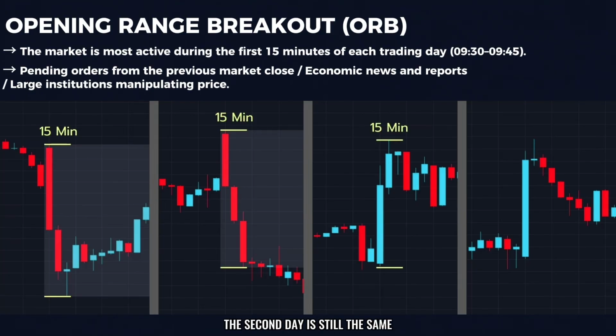The second day is still the same. When it opens, there is a gap up. When it opens, the price goes down within 15 minutes. We also got a range.